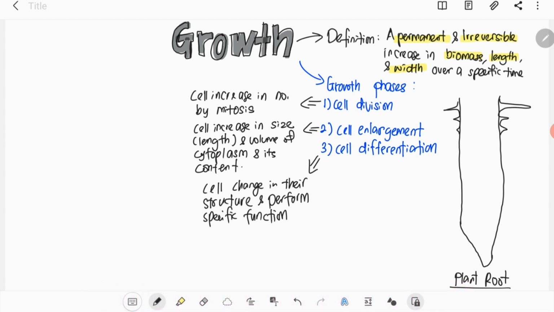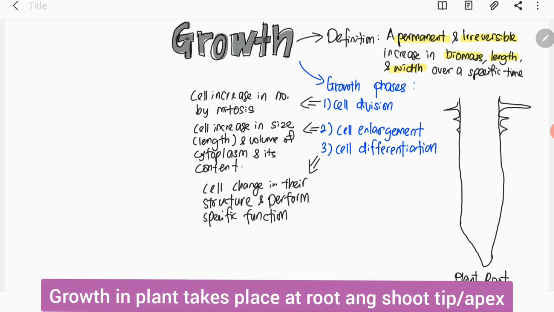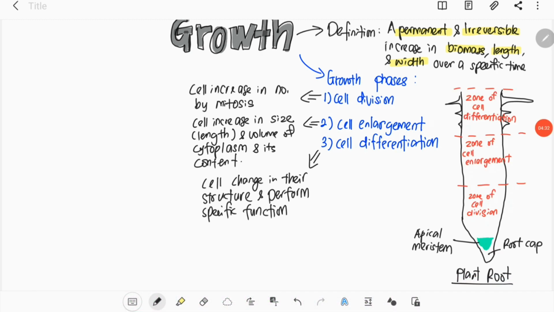Next, awak kena boleh identify these three different growth phases dekat plant root. Kalau plant, dia punya growth mainly occur dekat root tip dan juga shoot tip. Sebab dekat root tip dengan shoot tip lah yang kita akan jumpa apical meristem yang boleh buat mitosis. So tempat lain we can assume tak boleh buat mitosis sebab tak ada apical meristem. So that's why in plant, growth primarily occur dekat root dan juga shoot. So kat sini saya lukis structure of a typical plant root.